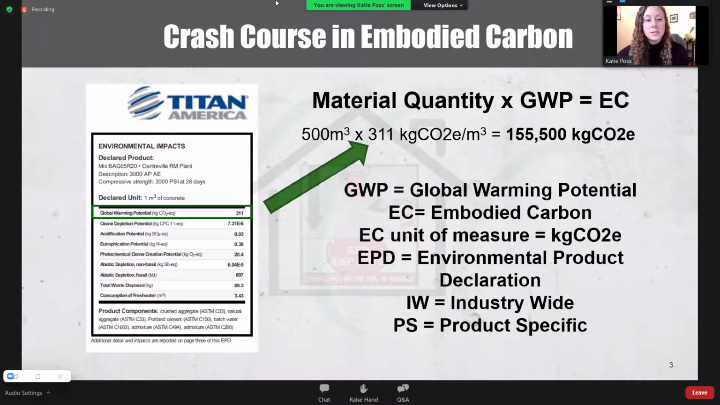And yes, this does include the impacts of all of the greenhouse gases that are contributing to climate change, like methane, even water vapor, not just carbon dioxide. EPD is Environmental Product Declaration. IW stands for industry-wide, and PS, product-specific.